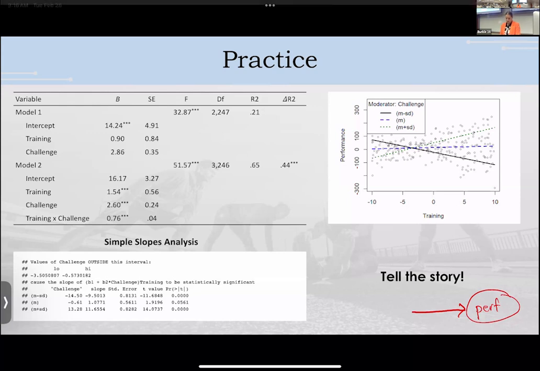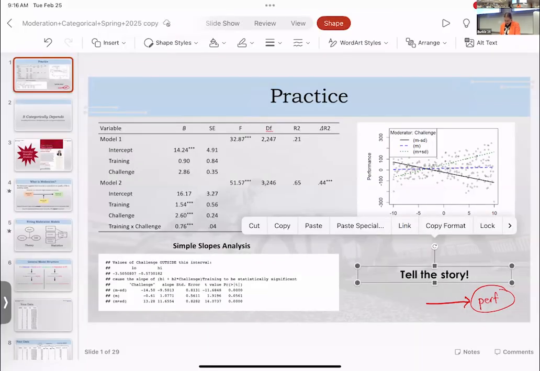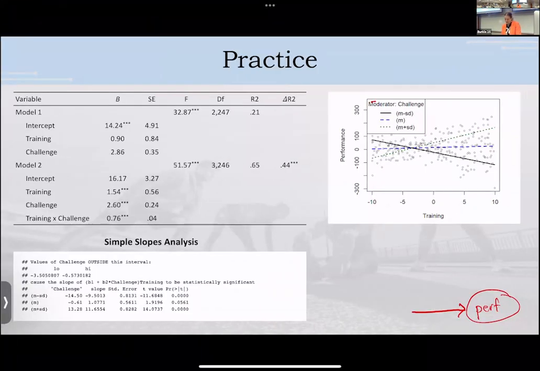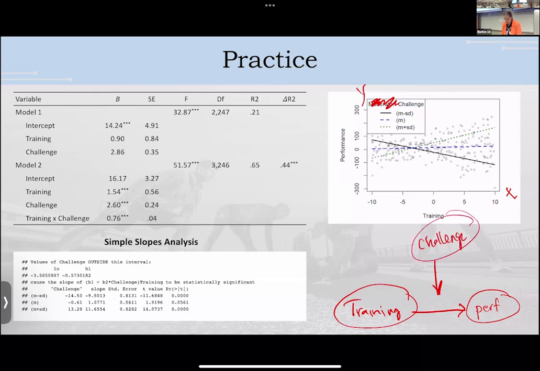Training moderated by challenge. Why? Even if it didn't say the word moderator, why? Because of your axes, right? This is your X, that's your Y. We're looking literally at how the relationship between X and Y changes based on Z, based on that moderator level. So it's set up right now graphically such that training is our X and challenge is our moderator.